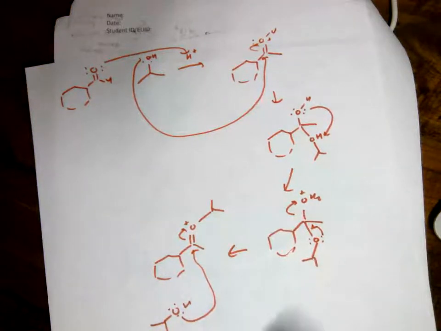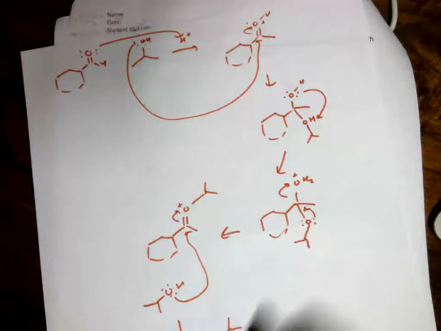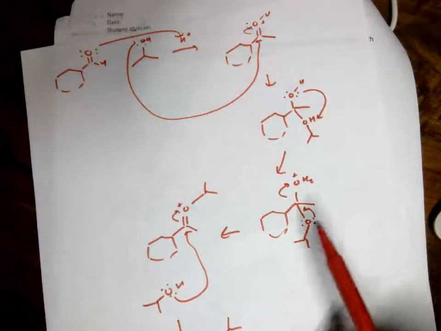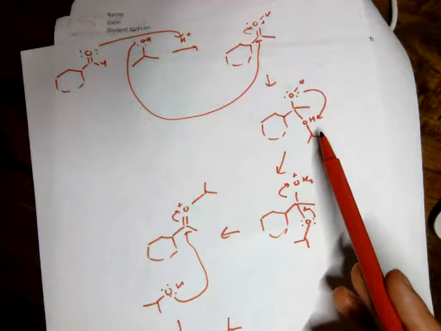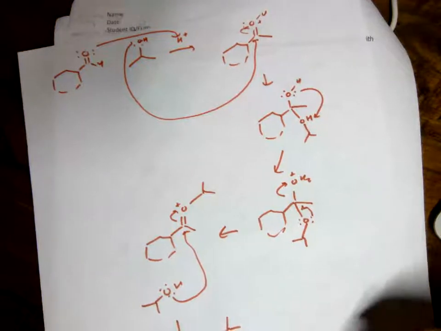And then this will attack again. And you'll get, and hopefully you recognize what this is, just acetal formation. So this first step, this is a hemiacetal, right? And then with excess, it goes twice, so you get an acetal.